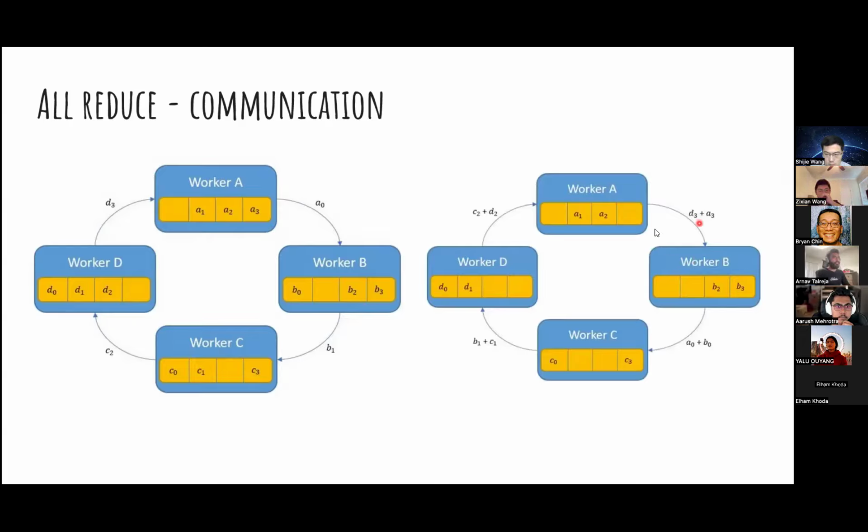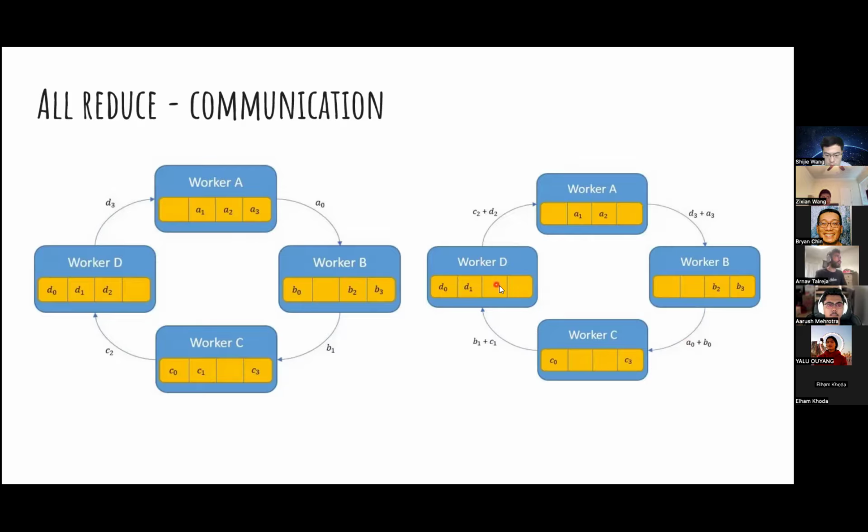Right. So from the previous cycle, if you can visualize that, worker A received D3 from worker D. So now for the third index in the array, worker A will store D3 plus A3. Now worker A can transmit D3 plus A3 to worker B, and worker B can save that in the third index of the array. Similarly, worker B will transmit A0 plus B0, worker C will transmit B1 plus C1, and the cycle goes on.